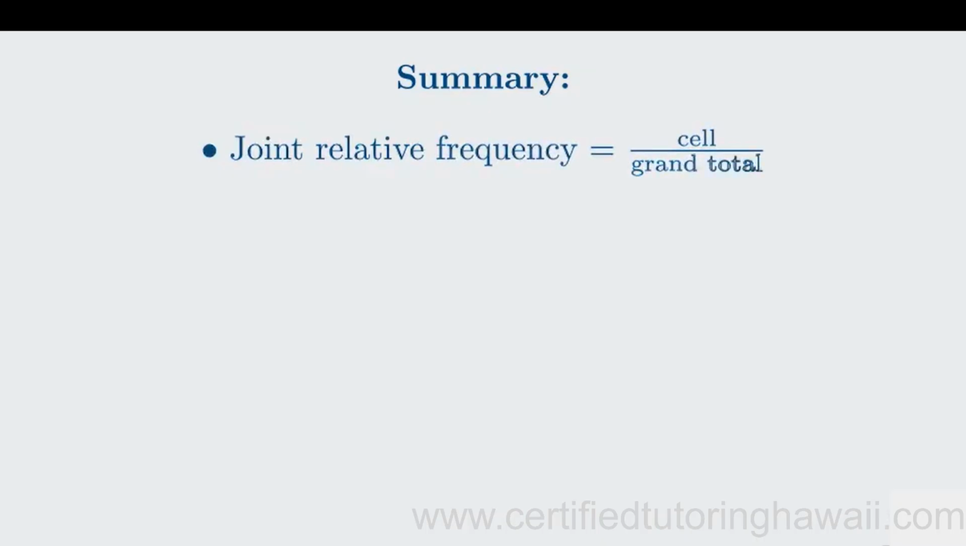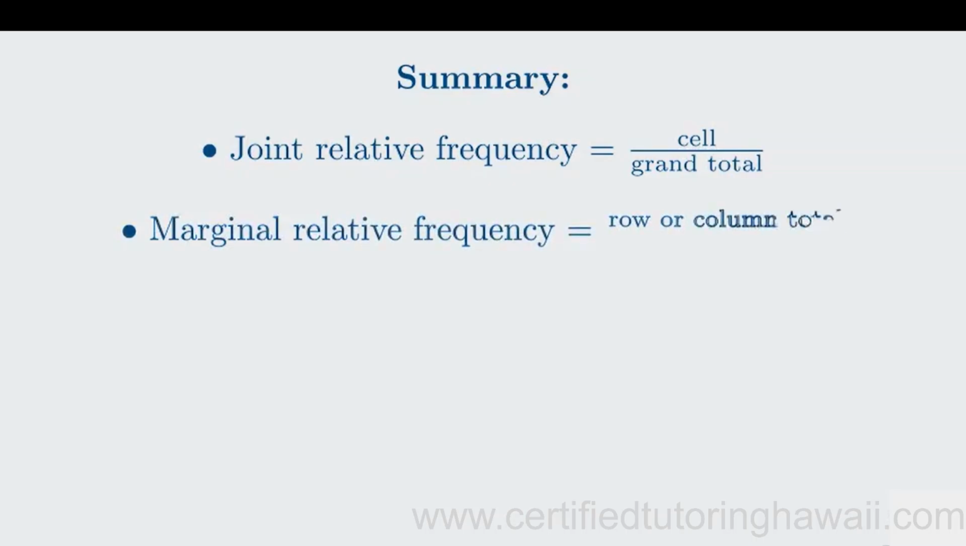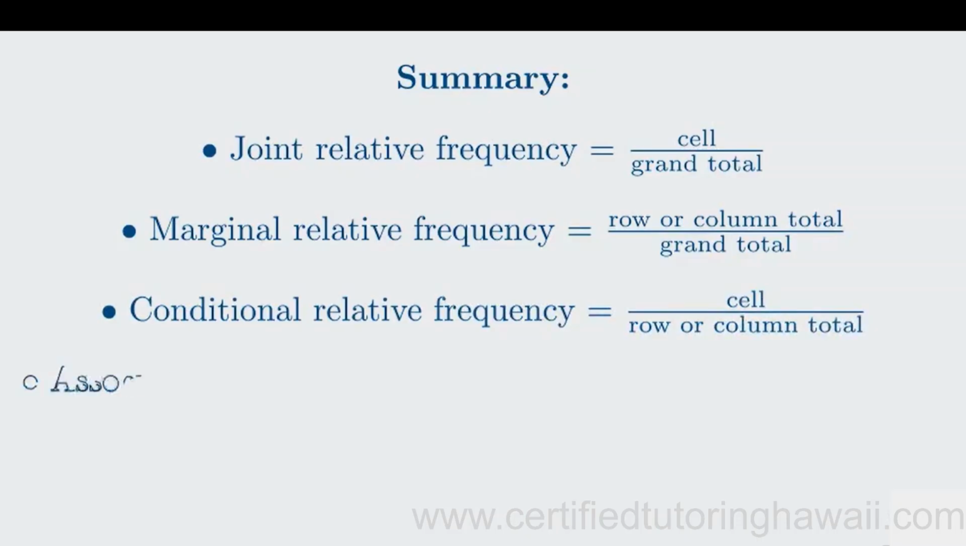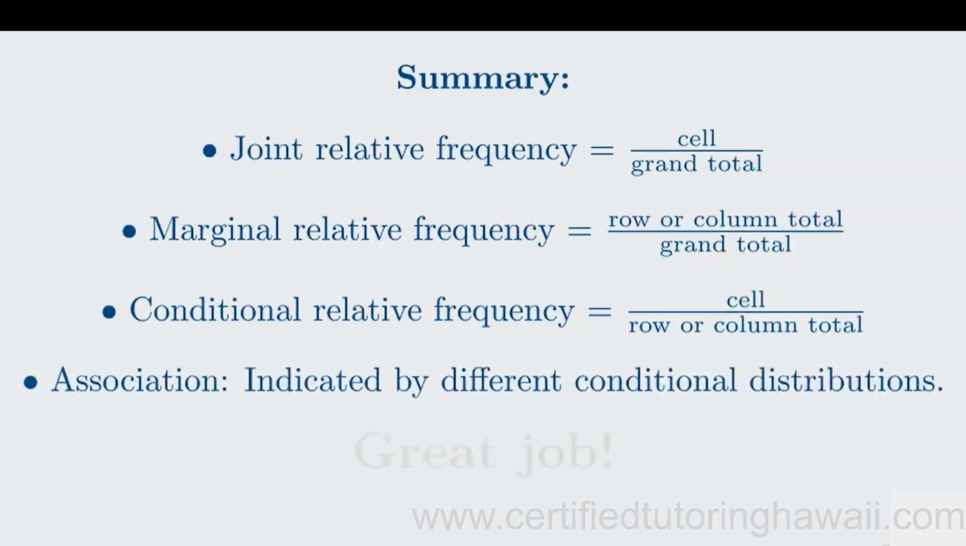Let's summarize. Joint relative frequency is the cell divided by the grand total. Marginal relative frequency is the row or column total divided by the grand total. Conditional relative frequency is the cell divided by its row or column total. And remember, different conditional distributions indicate an association. You have now mastered the basics of two-way table analysis. You can calculate the key statistics, compare them to identify associations, and justify your findings with data. Great job!